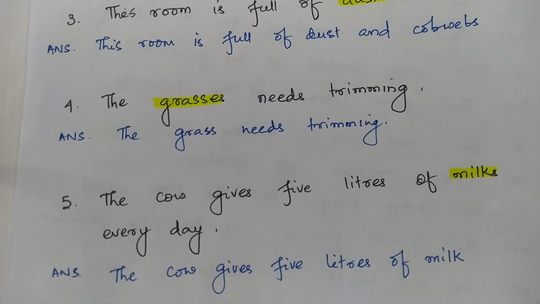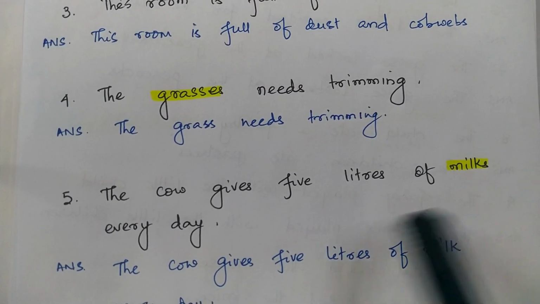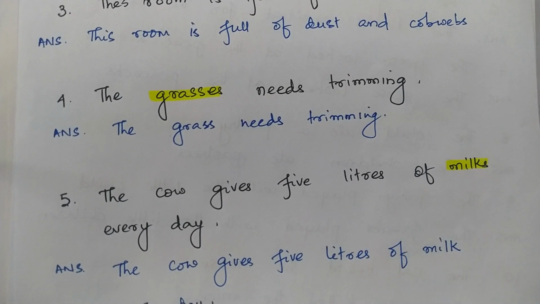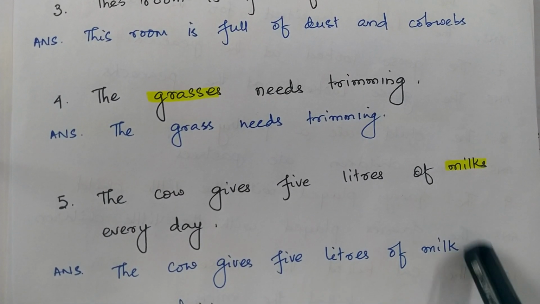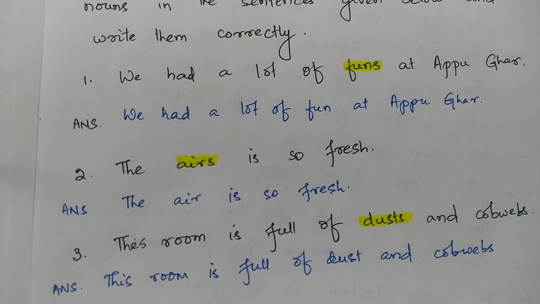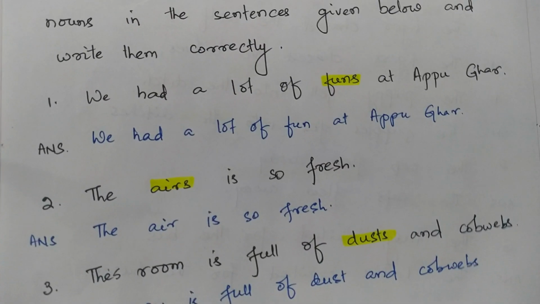Number 5. The cow gives 5 liters of milk every day. No, this is wrong. It gives 5 liters of milk every day. I can count the quantity of milk in terms of liters. Therefore, we come to the end of this chapter, countable versus uncountable nouns.